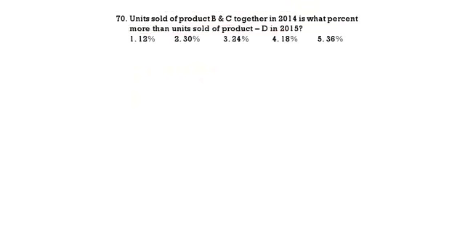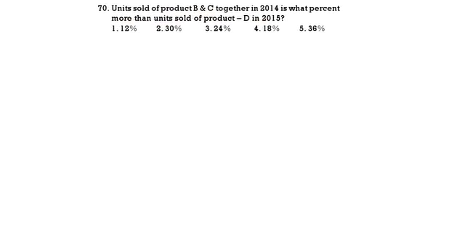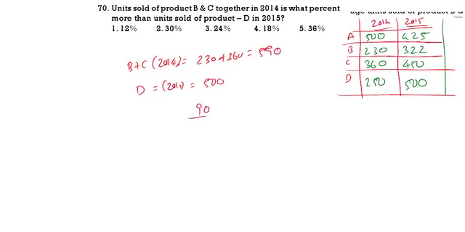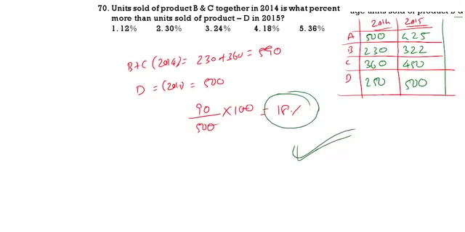The units of B and C in 2014. What is B plus C in 2014? 230 plus 360, that is 590. D in 2015 is 500. So 590 is more than 500 by how much? 90. From 500, into 100. If you do this, we get 18%. 18% is the correct answer.